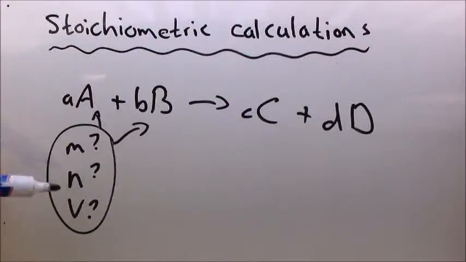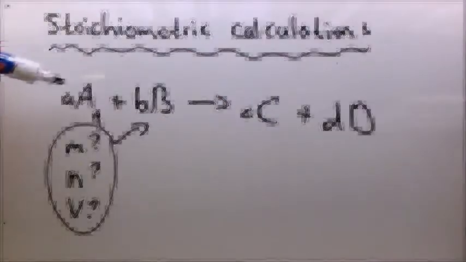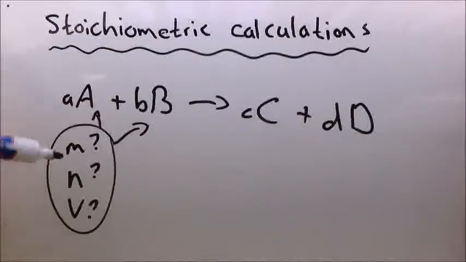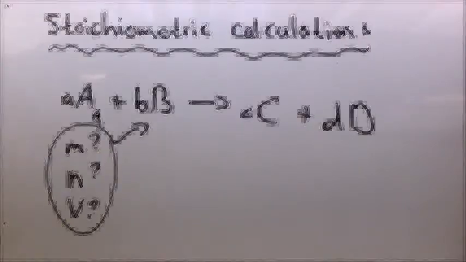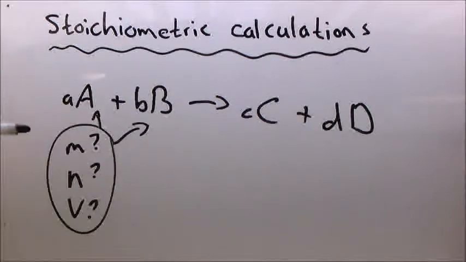So we always convert whatever is given to moles, because this reaction, our equation, only works with a molar ratio. These A, B, C's, and D's, these are molar ratios. They're not mass ratios. They're not volume ratios, except when this is a volumetric reaction only. Okay, so you have to keep that in mind.